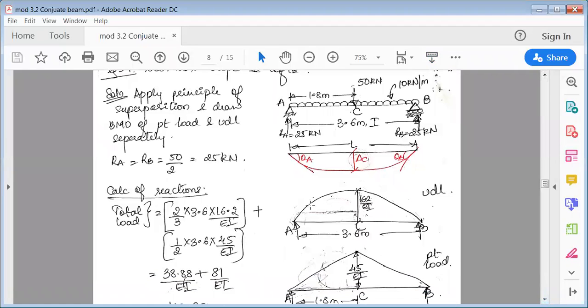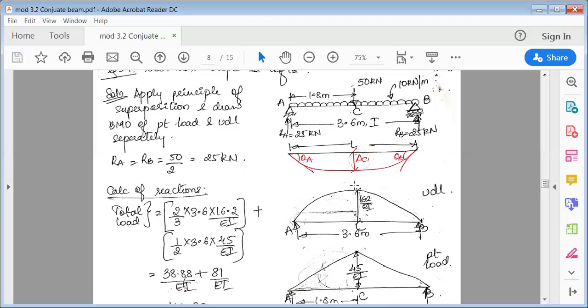You see here, this bending moment diagram is for UDL. Again, things are simple here because it's symmetrical. If you cut this across C, UDL is also symmetrical and the point load is also acting at the center. So it's a symmetrical beam, so things become simple. And AB is of span 3.6. So first we'll draw the bending moment of the UDL only. So bending moment of the UDL is WL square by 8. When you solve this, it would be 16.2 over EI.